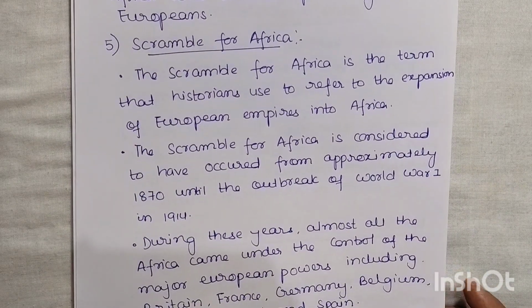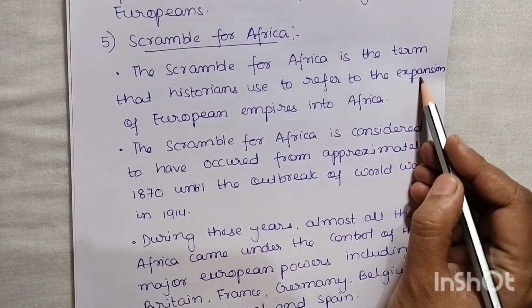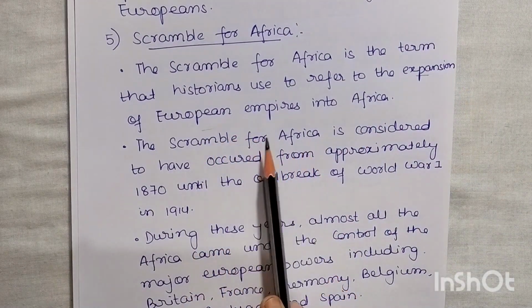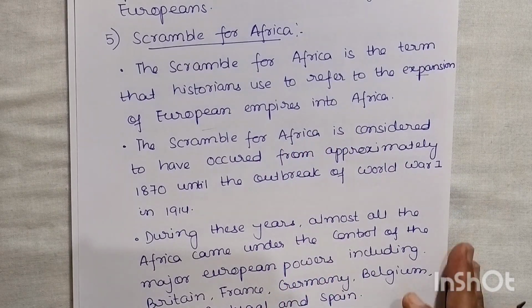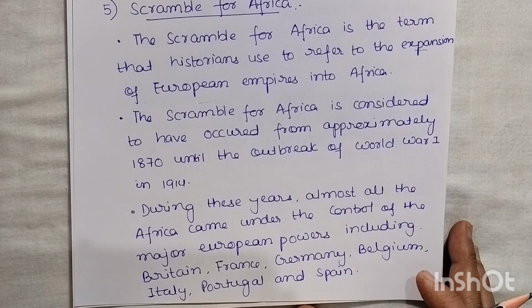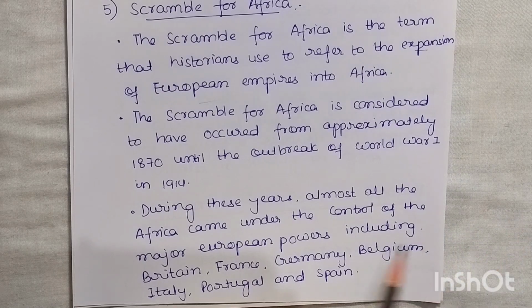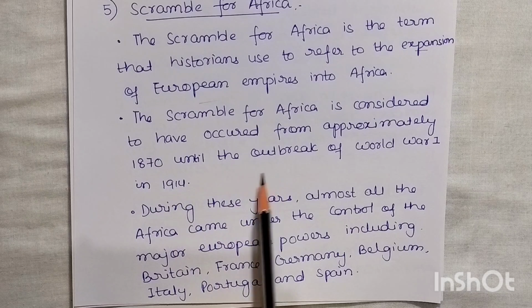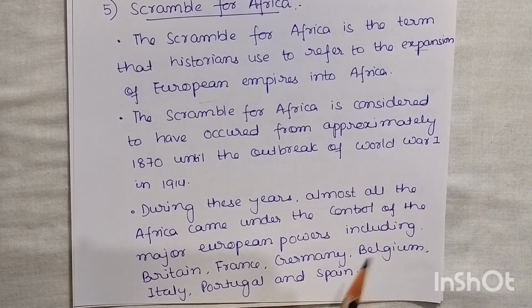Finally, the scramble for Africa. What is the scramble for Africa? It is the term that historians use to refer to the expansion of European empires into Africa. Now European empires had extended into Africa, and that is known as the scramble for Africa. It is considered to have occurred from approximately 1870 until the outbreak of World War in 1914. They started to capture Africa from 1870 onward till 1914, when the First World War broke out.